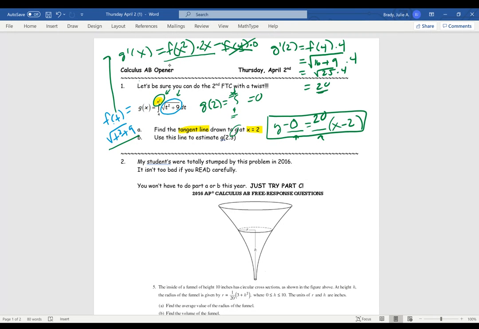Okay, now let's do part B. We want to estimate it at 2.3. So we'll just put in 2.3 for x. Sometimes this number is not 0, but I'm just going to move the 0 over. So in case you get a number that's not 0, you're good. So there's 20 times 2.3 minus 2. So y is 20 times 0.3, which is 6.